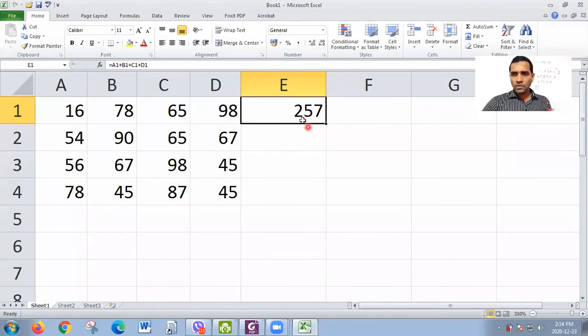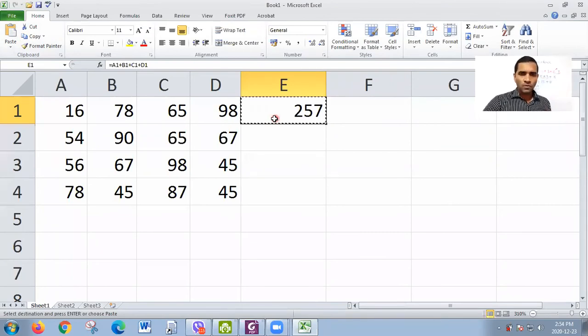So how to do that? First of all, select the formula. To select this formula, you have to select E1, because the cell E1 itself has the formula. So select E1. This is the first step. The second step should be copying this formula. So how to copy? Go to the ribbon and click on copy. So now it has been copied.